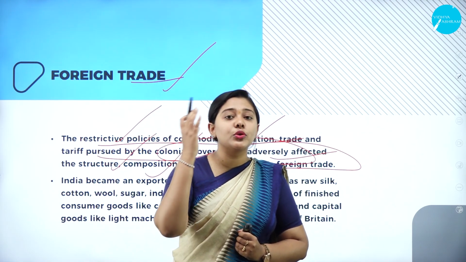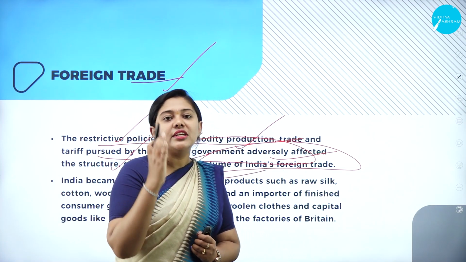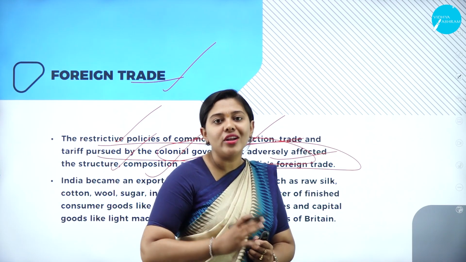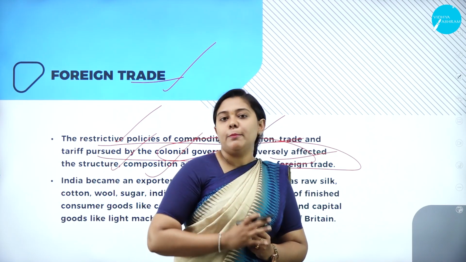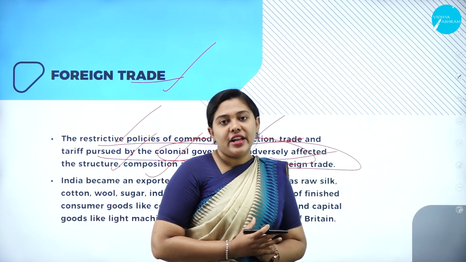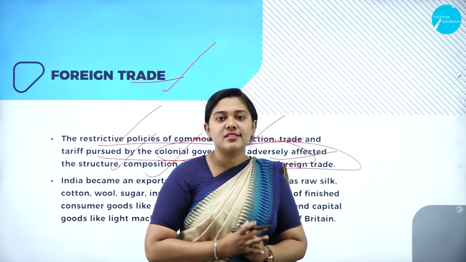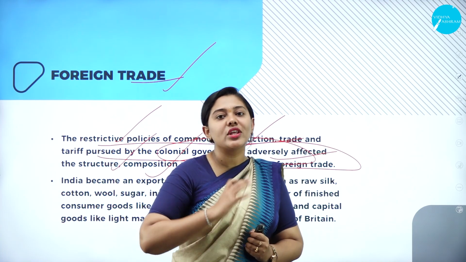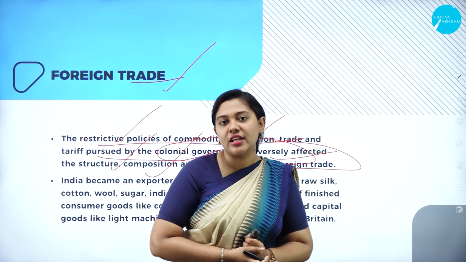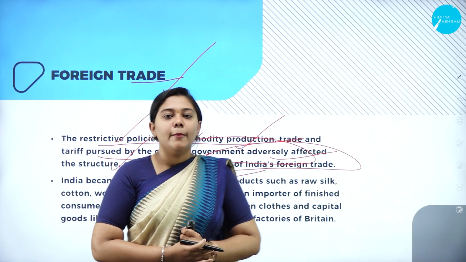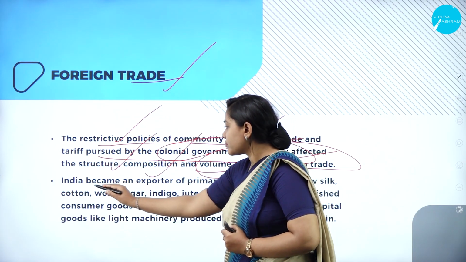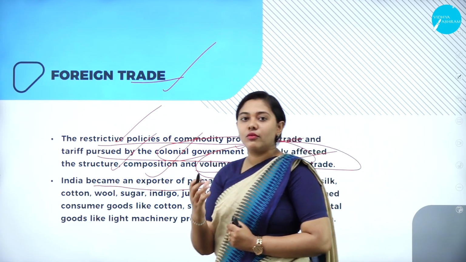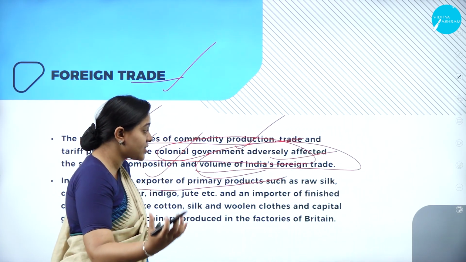Why? Because during the colonial rule, the British government had imposed a lot of rules, regulations and policies on our commodity production as well as trade. They imposed taxes for buying and selling of goods and services. So there was not much export that we can see during the colonial period. Moving forward, India became an exporter of primary products. What are the primary products that we were exporting?